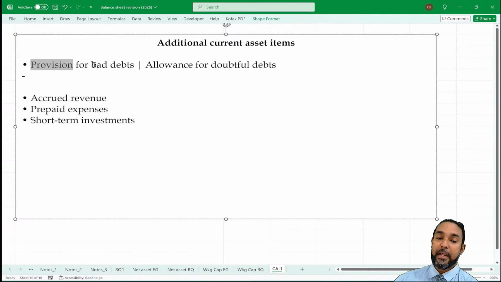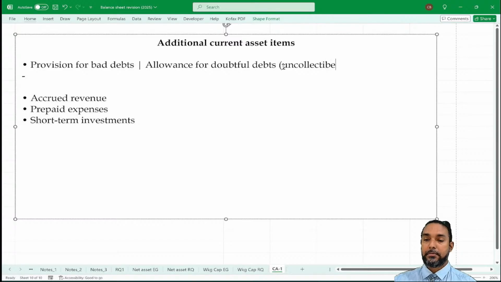All right. And then bad debts, where again, what is a bad debt? A bad debt is money that was once owed to you, but for which you can no longer collect. Right. So this is also called uncollectible accounts. Right. So the allowance means you're literally making an allowance for it.